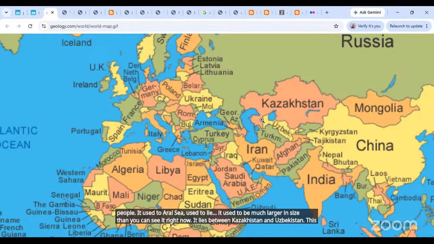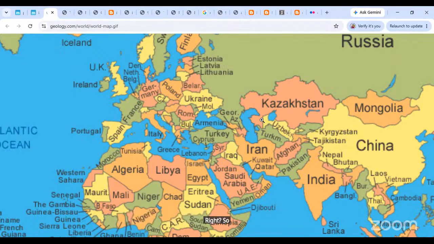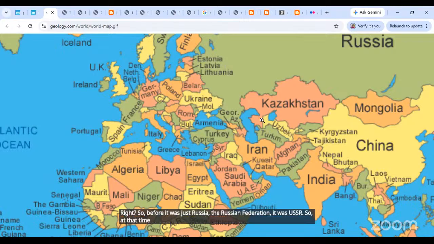This area used to be under the dominion or sovereignty of the USSR at that time. Remember, before the USSR split up, right? So before it was just Russia, the Russian Federation, it was the USSR. So at that time, this entire region used to be under their rule. And they wanted to grow some cotton over here. So there are two rivers.